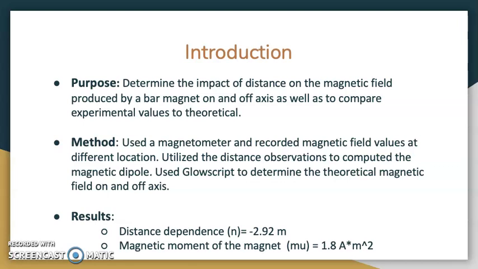In order to do this, we used a magnetometer and recorded the magnetic field values at different locations. We also utilized these distance observations to determine the magnetic dipole, and then we were able to use GlowScript code to determine the theoretical magnetic field on and off of axis. Using this method, we got the result that the distance dependent N was equal to negative 2.92 meters, and the magnetic moment of the magnet, mu, was equal to 1.8 amps times meter squared.